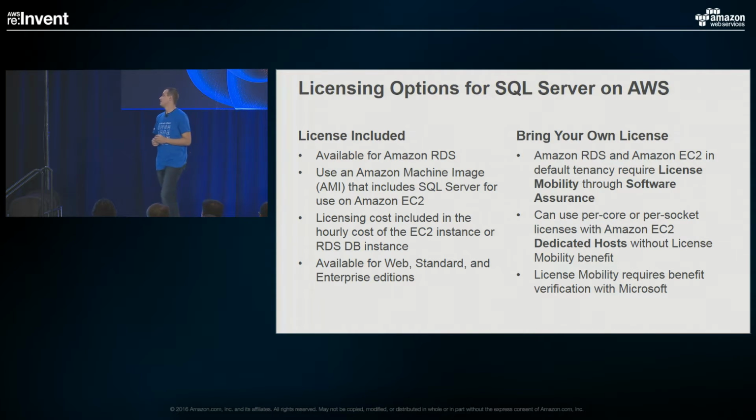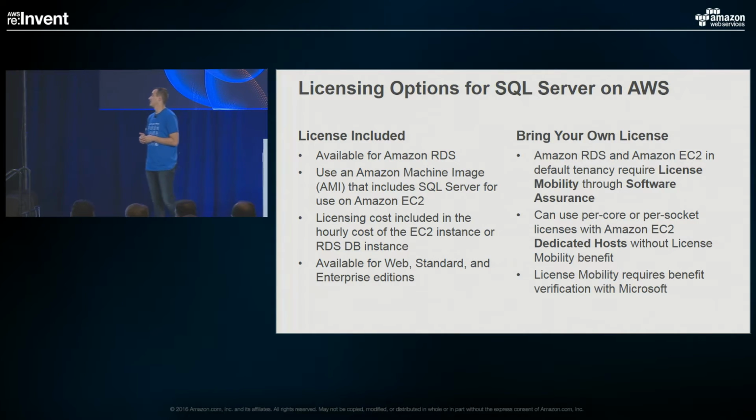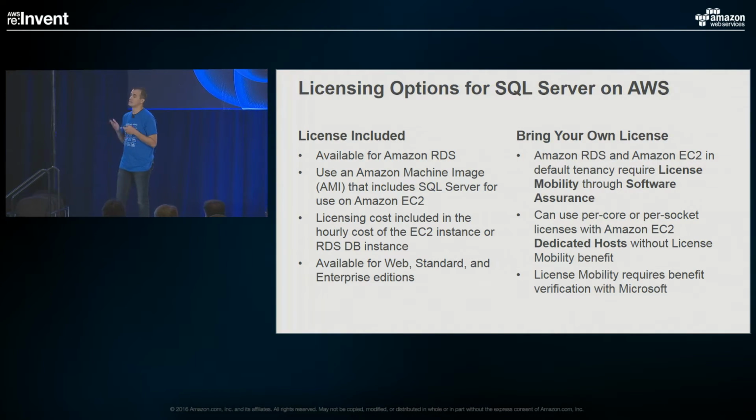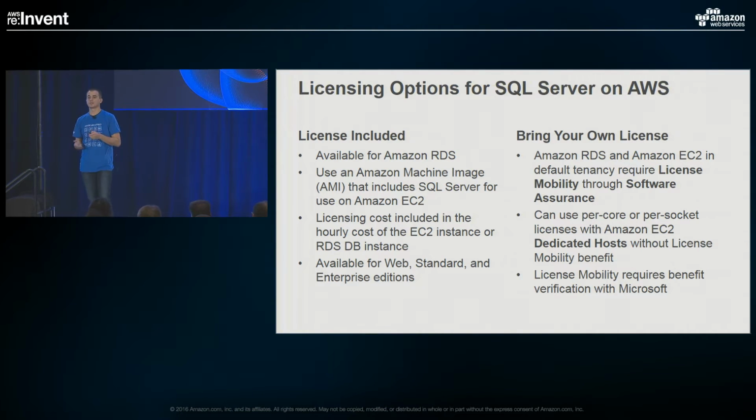And it's available for Web, Standard, and Enterprise editions. You can also bring your own licensing to both Amazon RDS and Amazon EC2 in default tenancy if you use software assurance with the license mobility benefit. So in that case, you would have to submit a verification form. It's an online form available on our website. The data is sent all the way to Microsoft to verify your benefit and the license availability. And at that point, you can actually run SQL Server on AWS and use your own licenses.